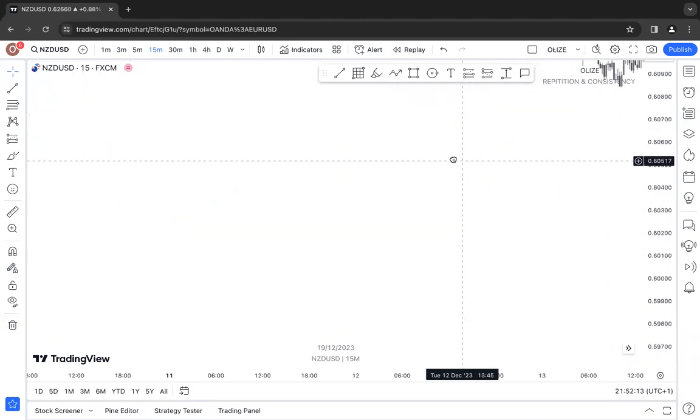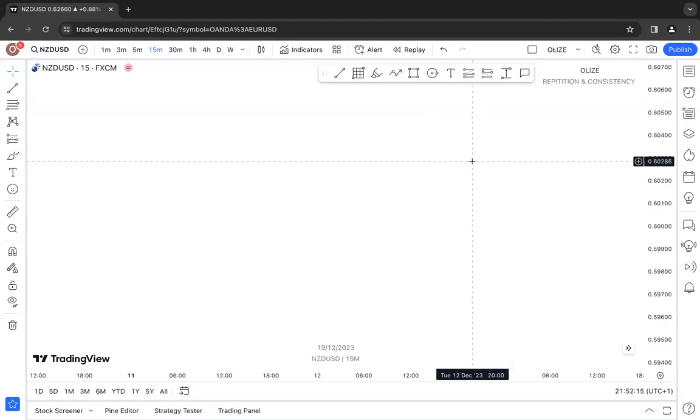Okay, so I said today we're going to be talking about the basic market structure. So what is a market structure? Market structure is simply the behavior, condition, and current flow of the market. The current price action, what price is printing at the moment, is what is known as a market structure.